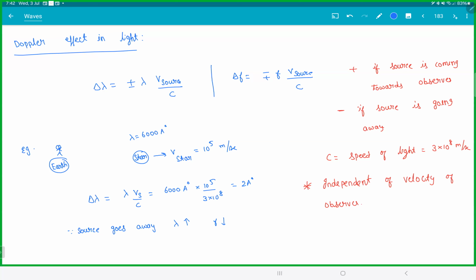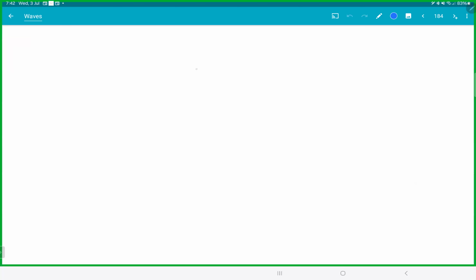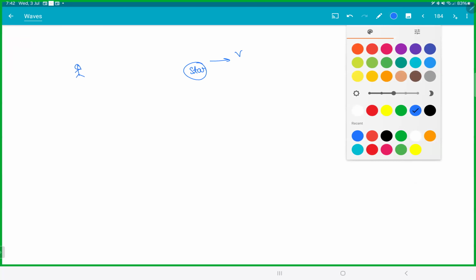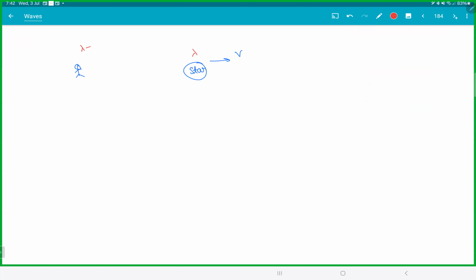This is the kind of question you will get, so you should know this much formula. Clear? But there's a pretty good concept on this. If you have a star going away and the observer is here, he will see lambda plus delta lambda, meaning the wavelengths will go more towards red. Wavelength increases. This is called redshift.